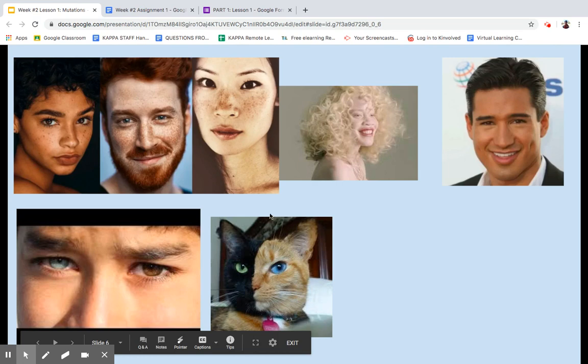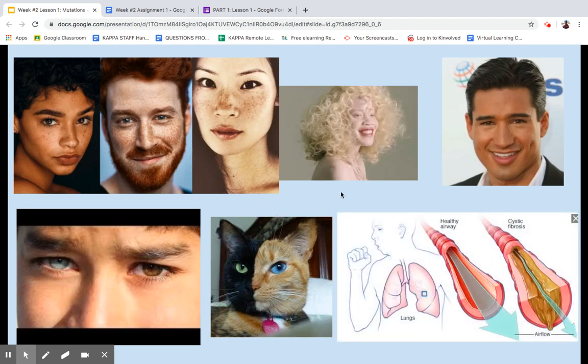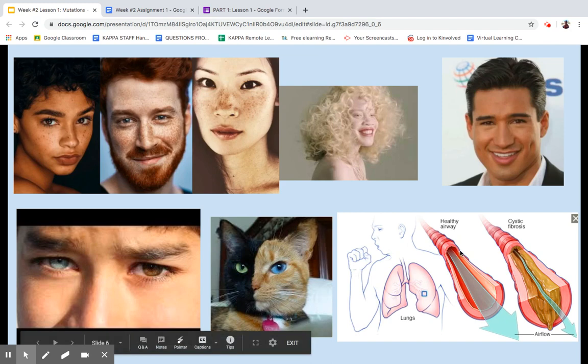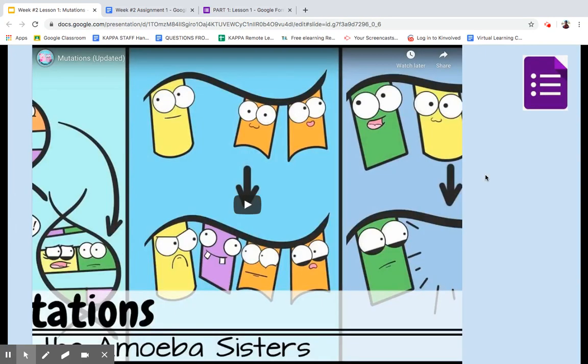And some of them are more serious as well. So some mutations can actually cause diseases, one of them being cystic fibrosis, where your airways in your lungs get clogged with mucus, and that causes really difficult breathing for some people who have cystic fibrosis. So what are mutations? How do we get them? Where do they come from? And what are their impacts?